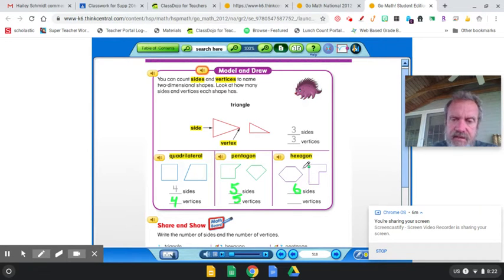How many vertices? Let's count where the sides come together. It doesn't matter if it's like this or like this. Doesn't matter. As long as it's where 2 sides come together, it is considered a vertex. So we have 1, 2, 3, 4, 5, 6.